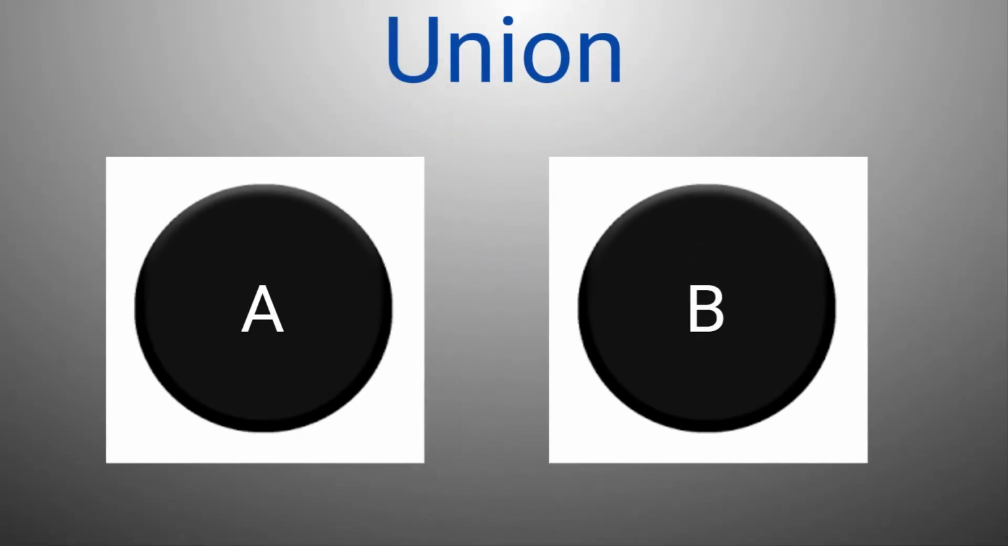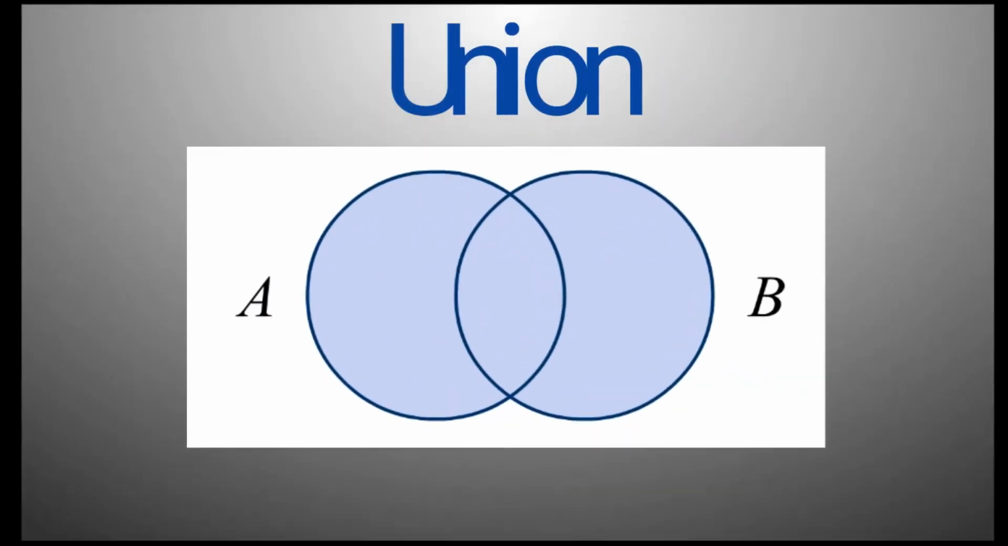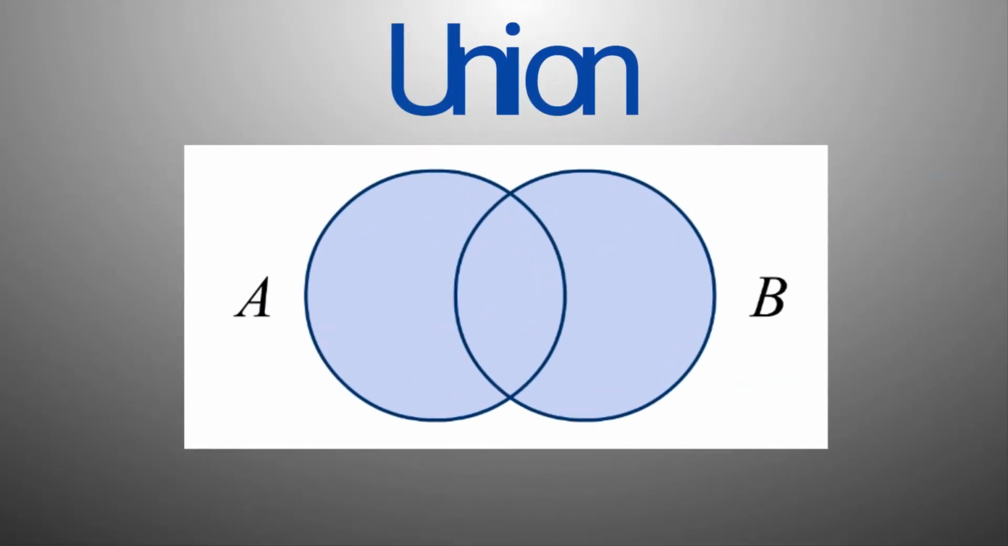Another essential set operation is the union of sets. The union of two sets A and B includes all elements of either A or B. If sets A and B have any elements in common, they are only included once in the union of the two sets.